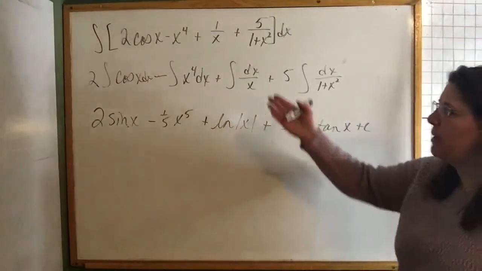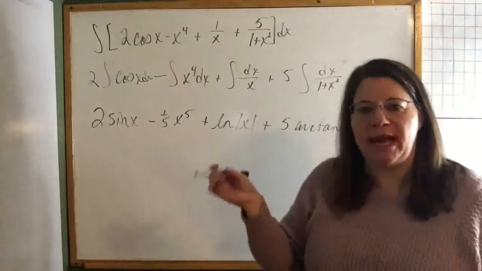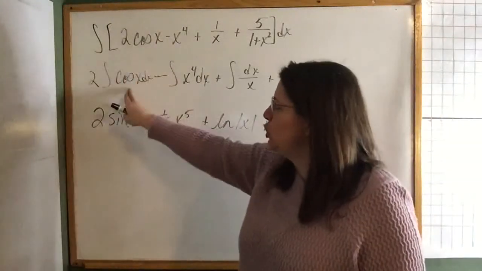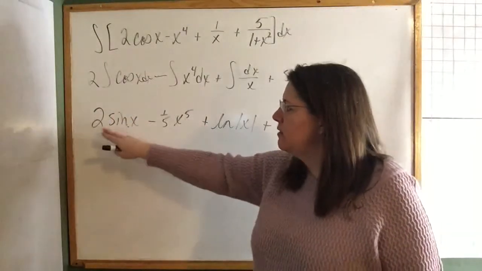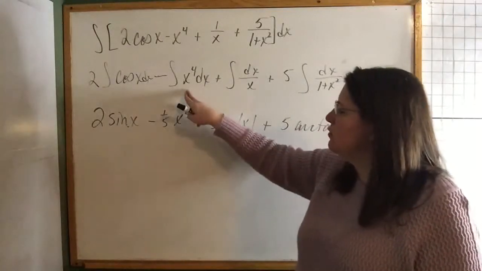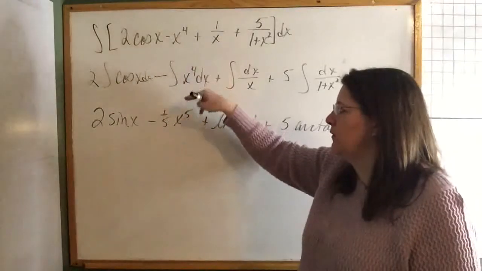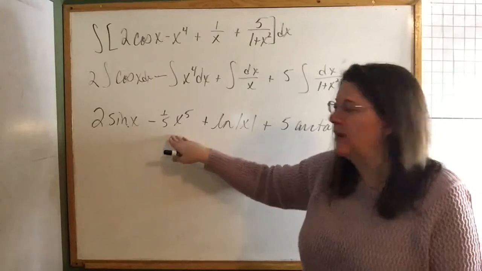The first thing I did was separate this into 4 separate integrals because I think that's easier. Each one has a different skill that you're using. I took the 2 out of this one, and then the antiderivative of cosine x is sine x. So that would be 2 sine x for that term. I kept the minus, and then this is just the integration of x to the 4th dx. Well, that's just x to the 5th over 5, so that's 1/5 x to the 5th, or you could have x to the 5th over 5, that's fine.